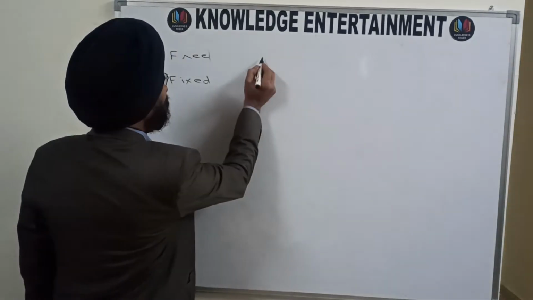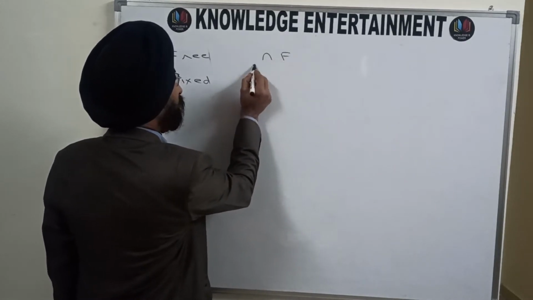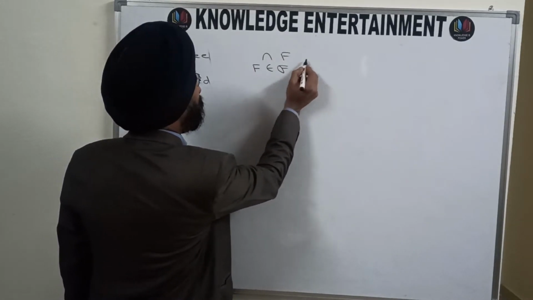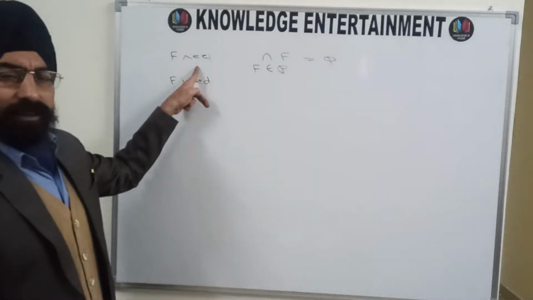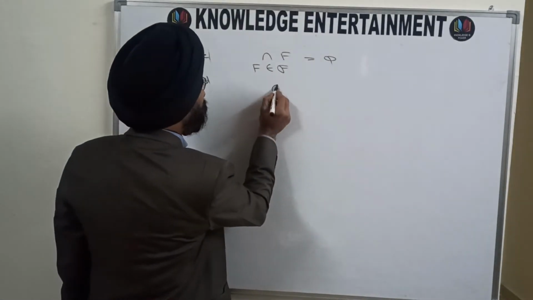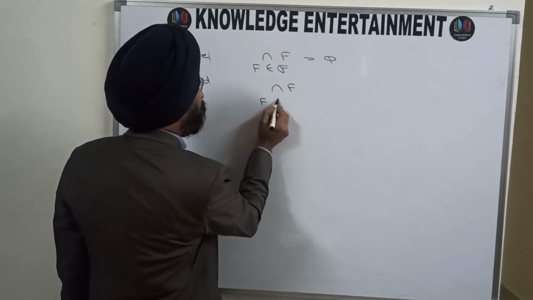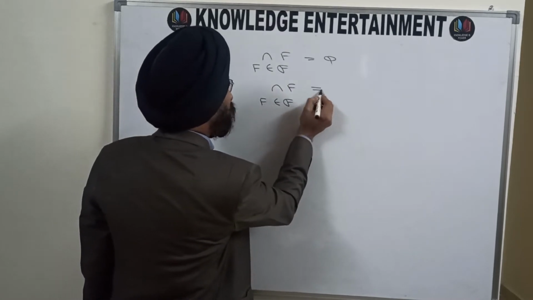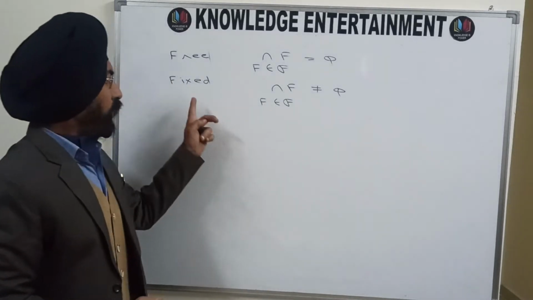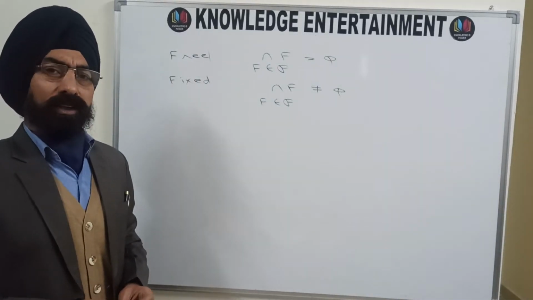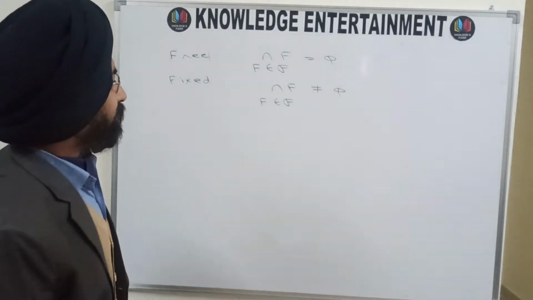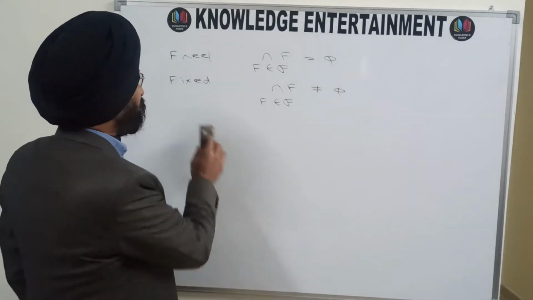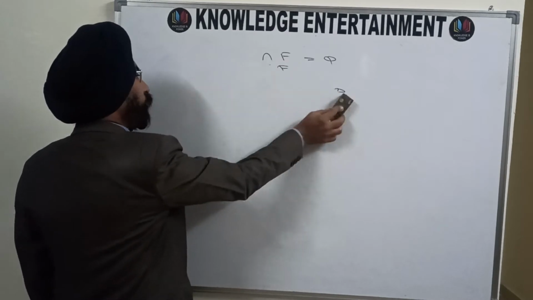If the arbitrary intersection of members of a filter is phi, then it is called a free filter. And if the arbitrary intersection of members of a filter is also non-empty, then it is called a fixed filter. So these two things are very important. Once again, we will use these two definitions while proving theorems and while moving on to the further topics of filters.